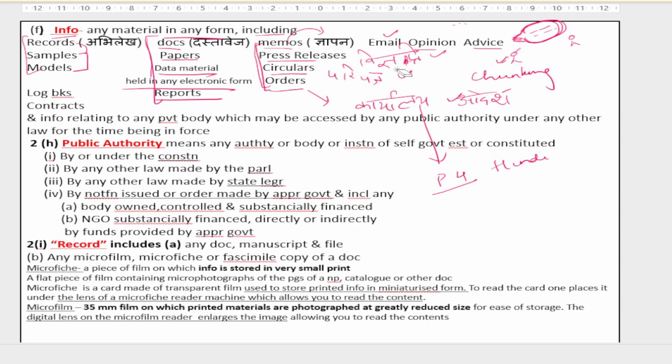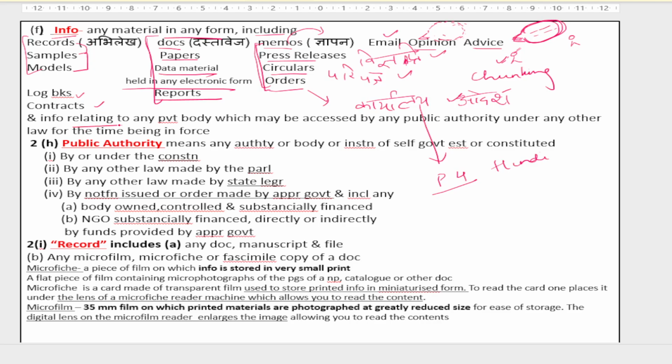Then about opinion. Opinion is often not said aloud. So opinion can be represented with the help of a dotted line. Using this symbol, you can memorize it in this way. So this is for ease of memorization. So logbooks and contracts are also included under the definition of information.